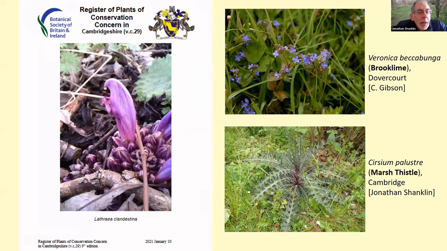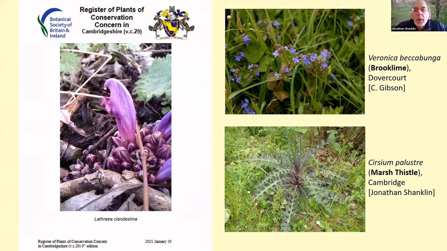In parallel with that, I produced a register of plants of conservation concern, which was much more wide-ranging and included some of the plants that seem to be in significant decline in the county, such as Veronica beccabunga, brooklime, and Cirsium palustre, marsh thistle. These may be surprising additions to a register of plants of conservation concern, particularly if you're in a more westerly location, but certainly here in the east of England, they are not as common as they used to be.